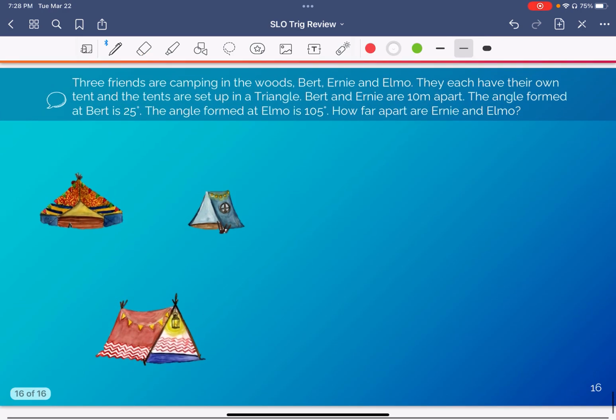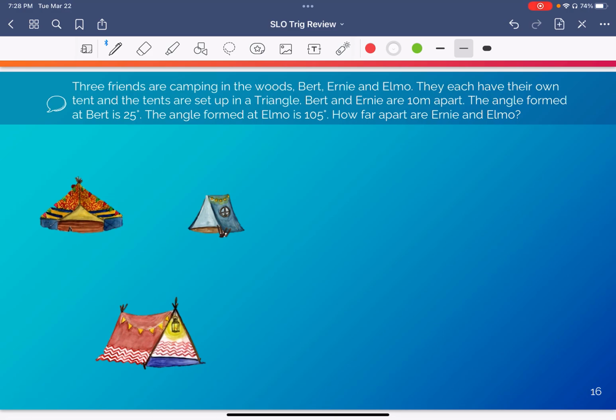All right, and the very last question, we finally made it to the end. 3 friends are camping in the woods, Bert, Ernie, and Elmo. They each have their own tent, and their tents are set up in a triangle. So let me connect these tents into a triangle shape. And then I'll just name them so that we know who's who. So I'll put Bert here, Ernie, and Elmo.